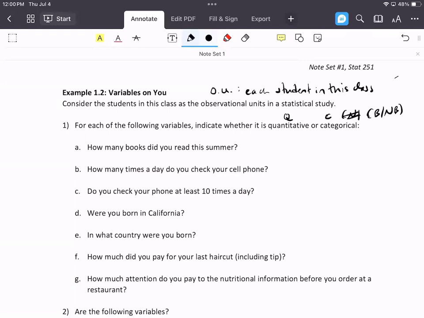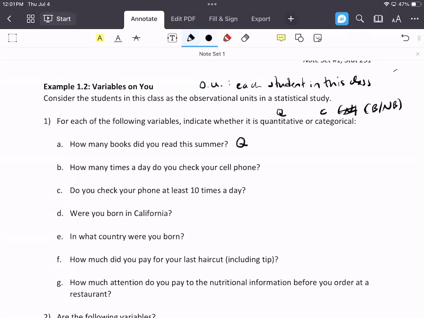So let's start with A. How many books did you read this summer? Well, could you give me a number of books? Yes. Is it going to vary from student to student? Yes, some students are voracious readers. They'll read 15, 20 books over the summer. And some students are like, book? Zero, so they read 0. Does it make sense to add up the number of books read by each student and then divide by the number of students? Yes, arithmetic would work. That's quantitative.